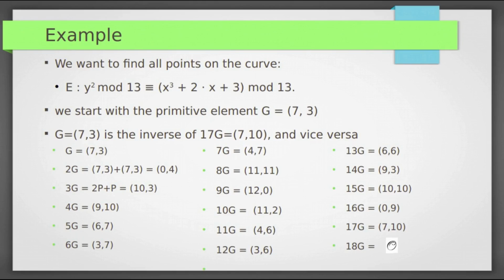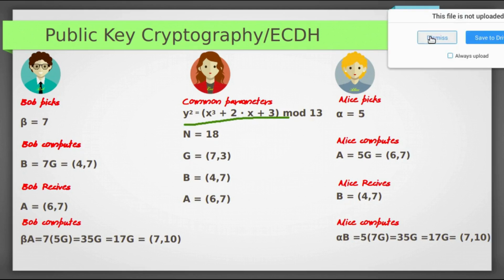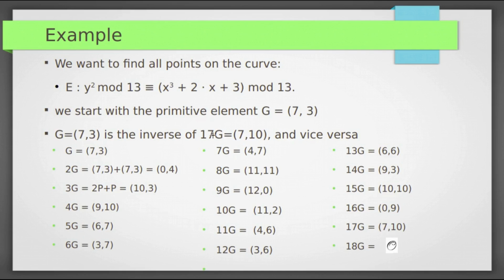Let's take a simple example. Bob and Alice want to establish a shared secret by using this curve. They both agree on this generator point, which is equal to 7 comma 3. This generator point generates 18 points on the curve. Let's see those 18 points.